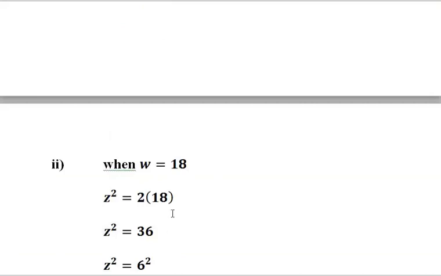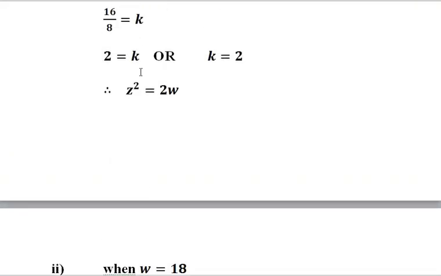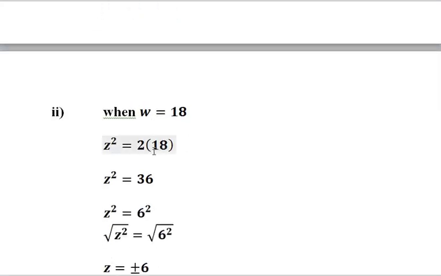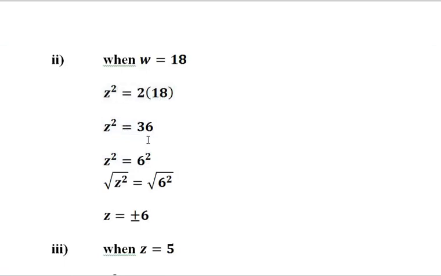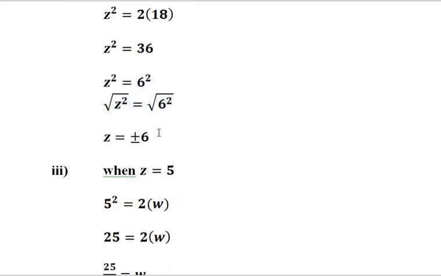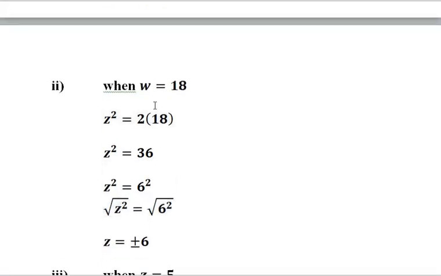The second part from the question is to find the value of z when w is equal to 18. So again, this equation z square is equal to kw becomes z square is equal to 2 times 18, so z square equals 36, and 36 is a perfect square number. I am going to take the square root of both sides to eliminate the square from z. So the square root of z square is equal to the square root of 6 square. So taking the square root, z equals positive negative 6, which is the required value of z when w is equal to 18.